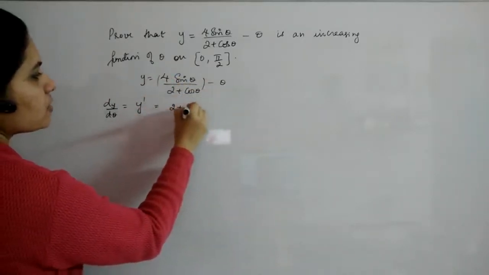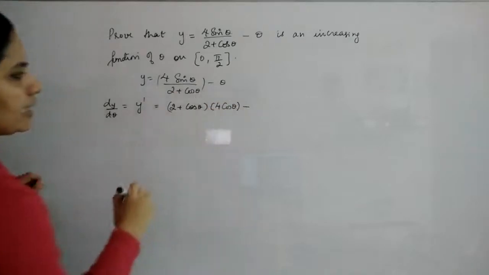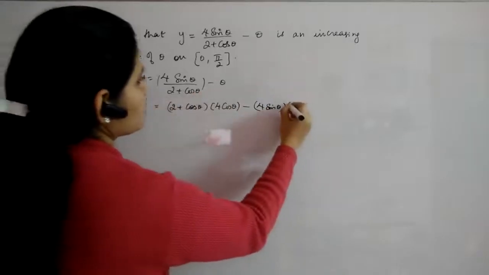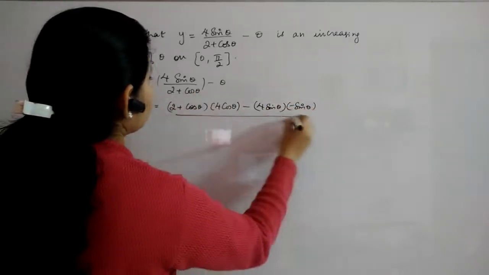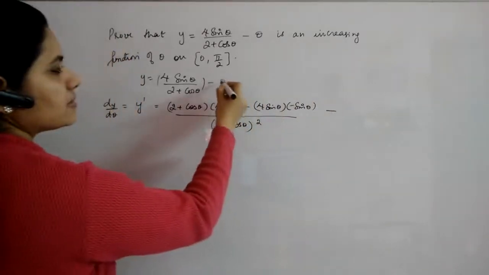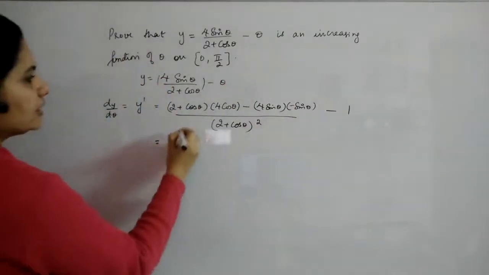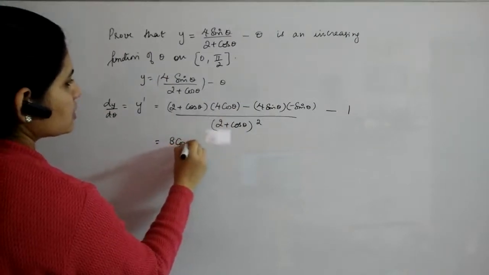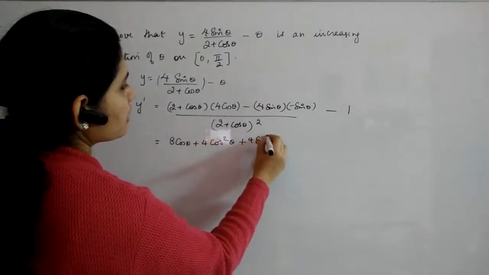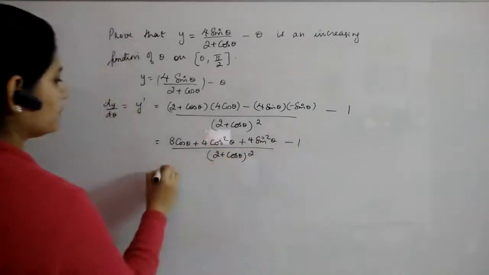So this is 2 plus cos theta into the derivative of 4 sin theta, which gives 4 cos theta, minus 4 sin theta into the derivative of 2 plus cos theta, which gives minus sin theta, divided by 2 plus cos theta the whole square, minus this term, and differentiating with respect to theta you get 1. Now this gives 8 cos theta plus 4 cos square theta plus 4 sin square theta divided by 2 plus cos theta the whole square minus 1.